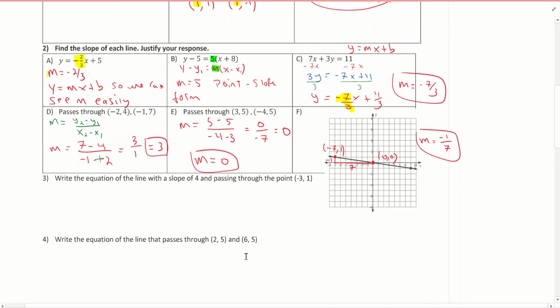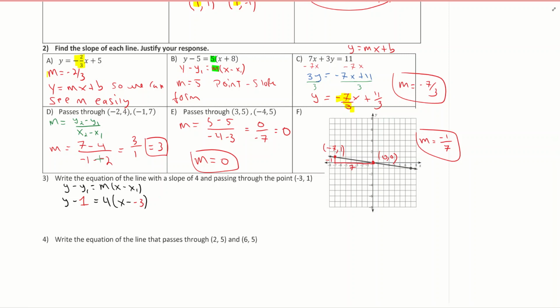We want to write the equation of a line with a slope of 4. It passes through that point right there. Anytime you get a point and a slope, you want to use point slope formula, which is this one. And we just plug in our y coordinate right here, which is 1. We plug in our slope for m, which is 4. And we plug in the x coordinate here, which is negative 3.